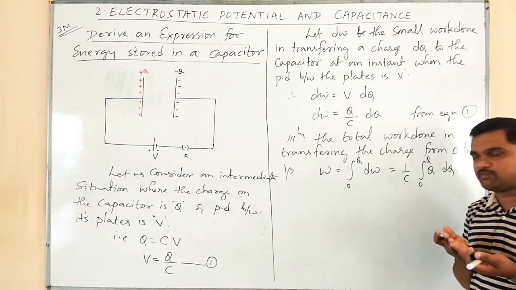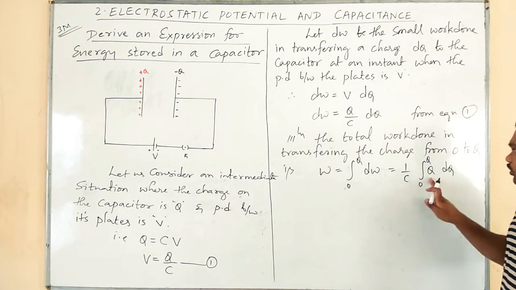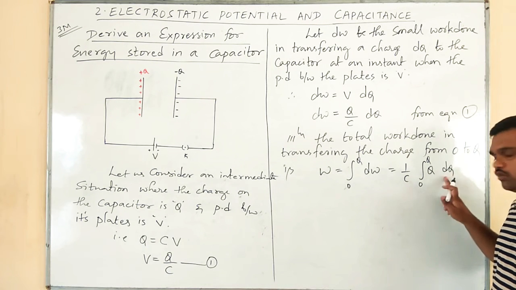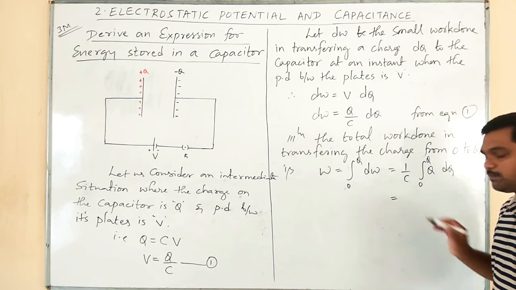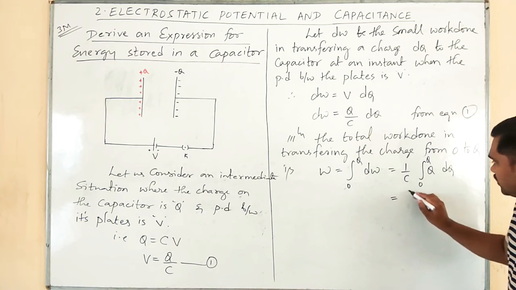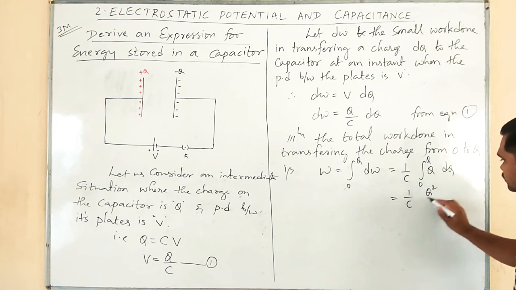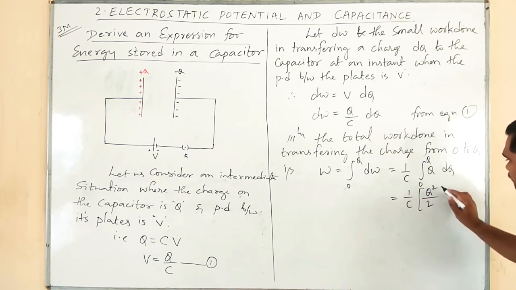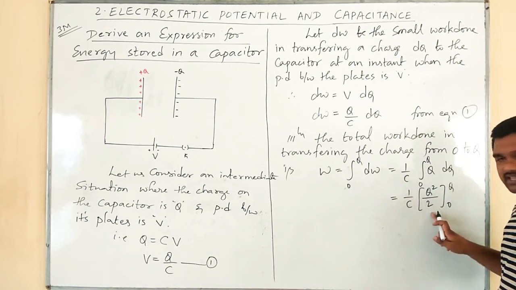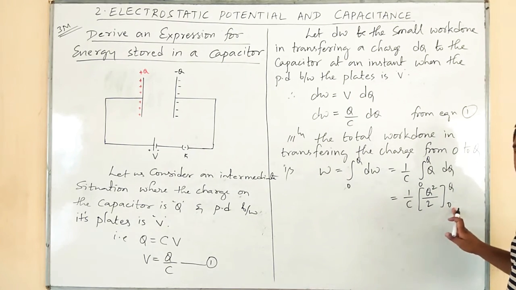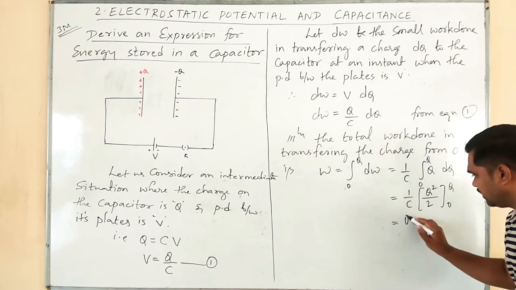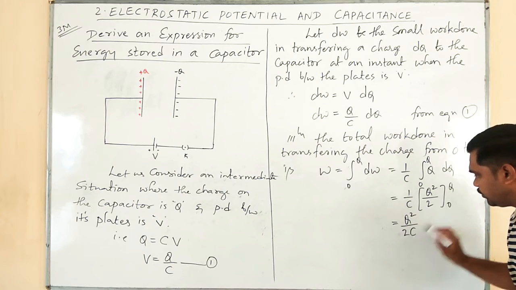According to the concept of integration, on integrating Q with respect to dq, you get Q square by 2. Therefore, it becomes 1 by C into Q square divided by 2. If you substitute the upper limit Q, you get Q square by 2. If you substitute the lower limit 0, you get 0. Therefore, it is simply Q square upon 2C.